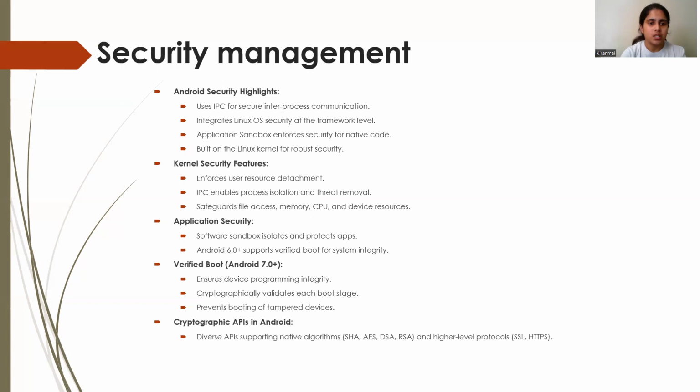And coming to application security, a software sandbox isolates and protects the apps. Android 6.0 plus supports verified boot for system integrity. Verified boot, like in Android 7.0 plus, ensures device programming integrity, cryptographically validates each boot stage, and prevents booting of tampered devices. And cryptographic APIs in Android are diverse APIs supporting native algorithms like SHA, AES, DSA, and RSA, and higher level protocols like SSL and HTTPS.